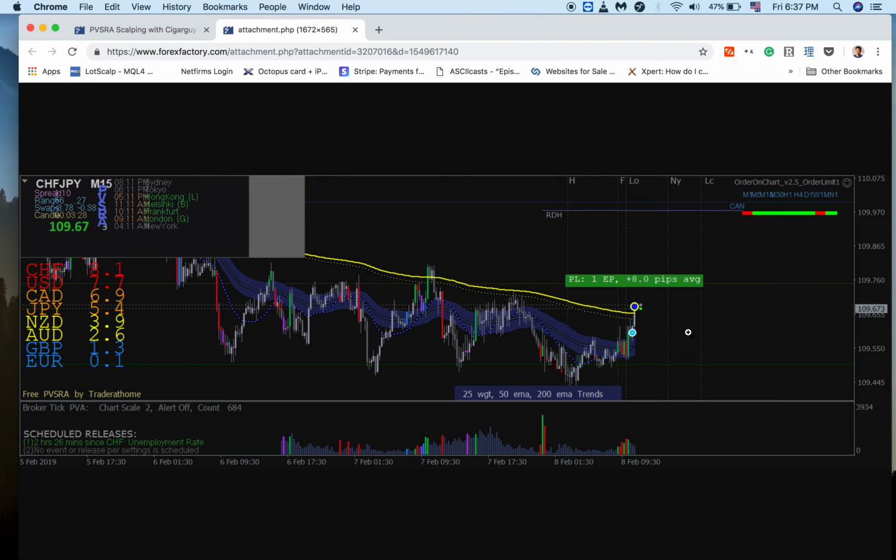So I have three things indicating to me that this would be a nice CT, a nice counter trade on M15. Is that clear to you guys?